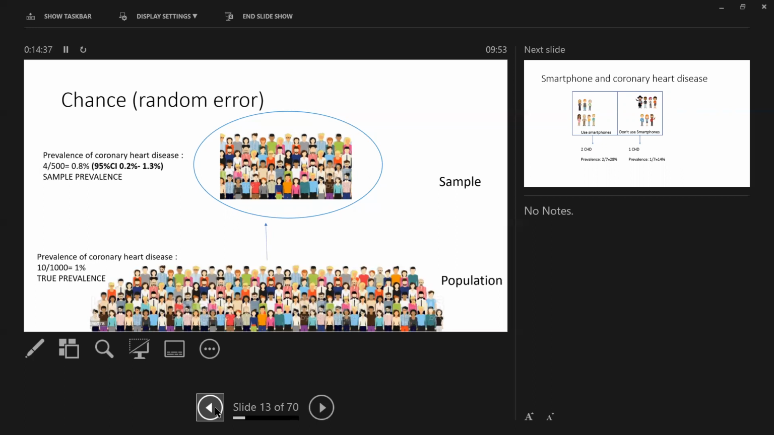It's closer to the population. So here we're not comparing different groups. Here it's just one group. The narrower the confidence intervals, the more precise your results are, the more confident you are that the estimate you have is close to the true value. So you're estimating 0.8, but it could be as high as 1.3, it could be as low as 0.2. Now, 1.3 and 0.8, it's not that different.